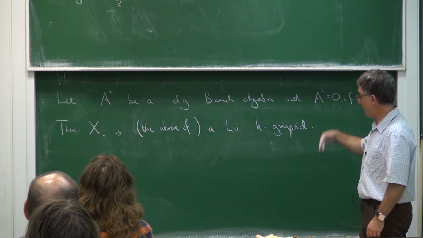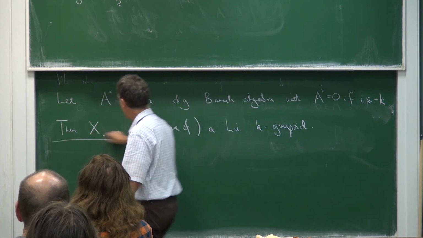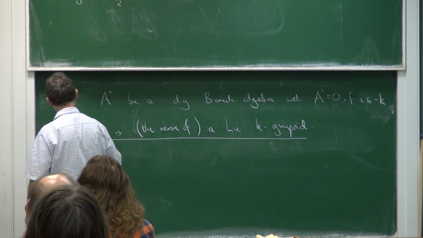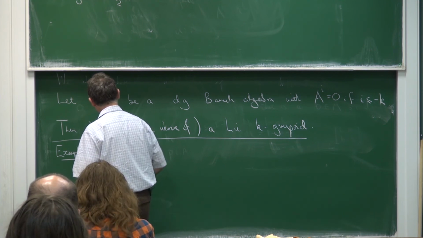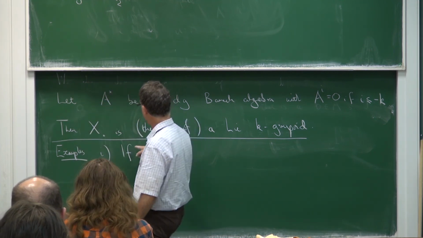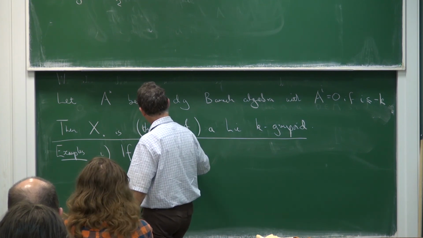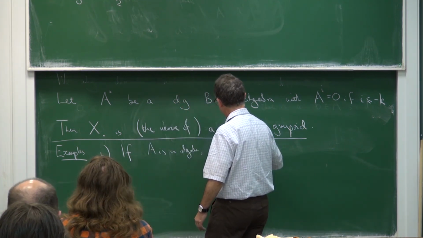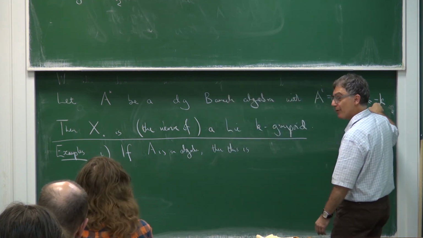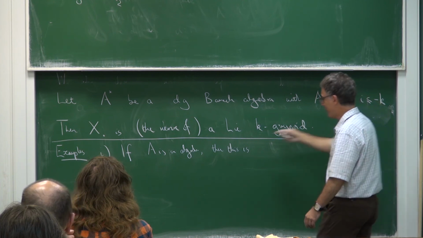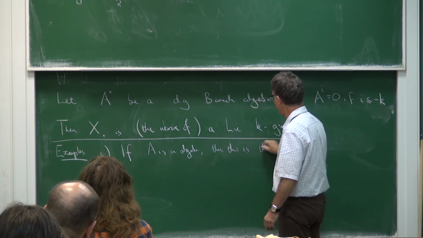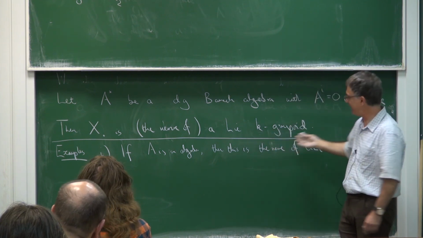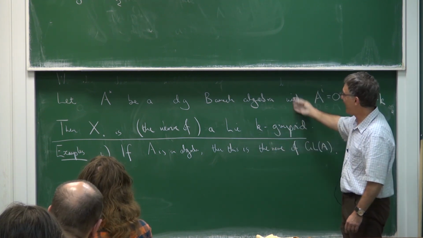So to go back to my original example, so examples, I'll give two extreme cases. Well, let me give three. If A is an algebra, then this is the nerve. So if A is an algebra, then we can take K equal to 1, because it's concentrated in degree 0. And this is the nerve of GL A.